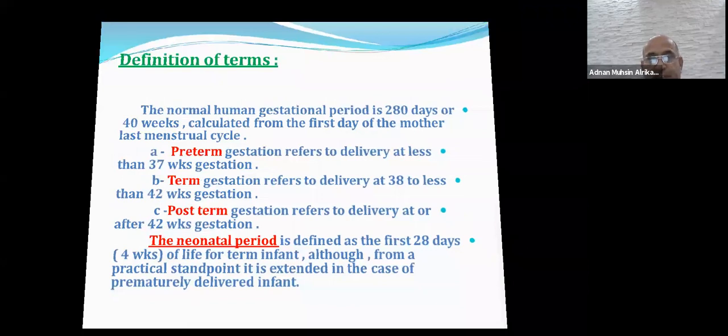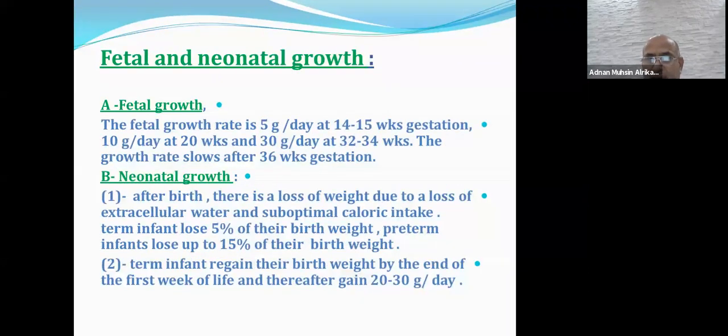Of course, before labor we have fetal growth, and later on, after birth, we have neonatal growth. In utero, the fetal growth rate is about 5 grams per day in the first trimester, increases up to 10 grams per day in the second trimester, and increases so on, reaching the maximum fetal growth at 32 to 34 weeks of gestation. Later on, the growth may be slower than this. Keep this in mind. After birth, also we have neonatal growth.